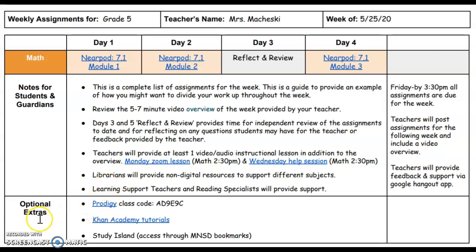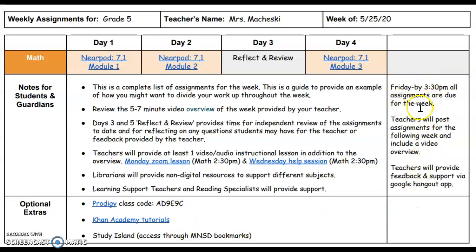Down below in the optional extras section for Prodigy, if you haven't tried it out yet, here's the class code to join, and I will be adding an activity into the game that involves line plots for you to use. I encourage you to continue to try to use Khan Academy. They have tutorial videos and additional practice, as well as Study Island, to increase your understanding of these math topics as we conclude your 5th grade year in math.